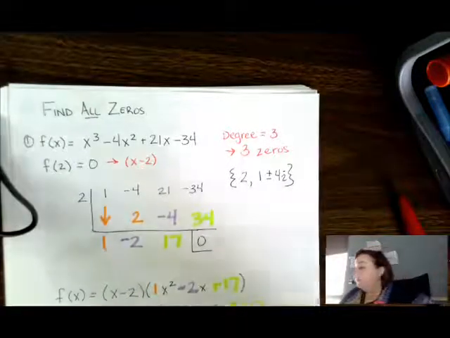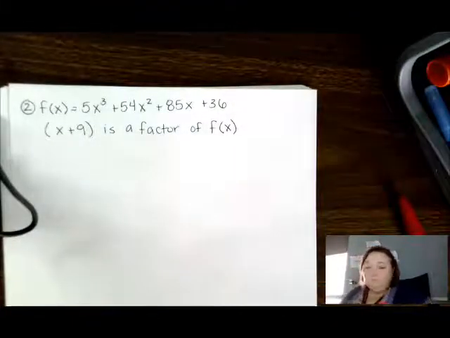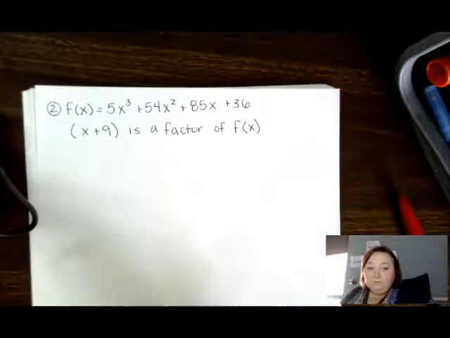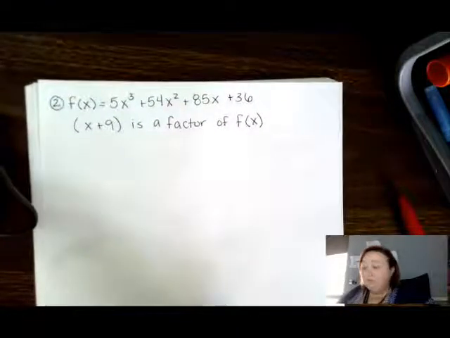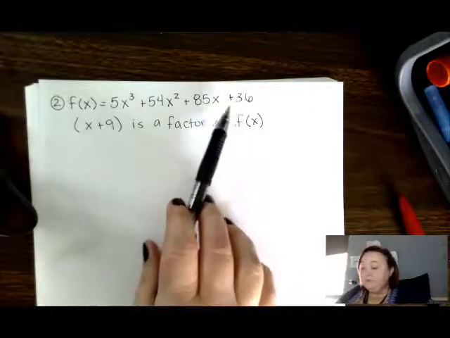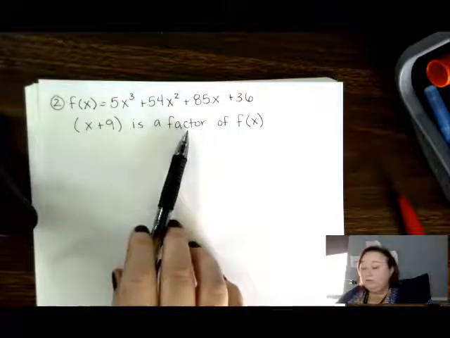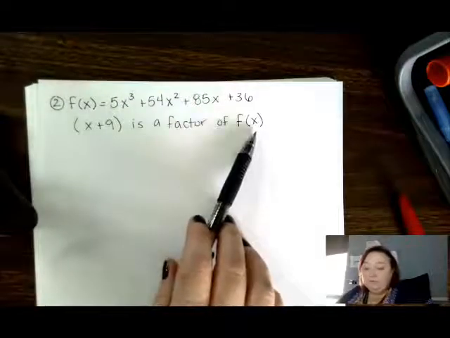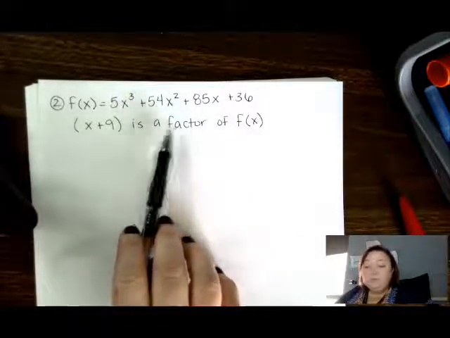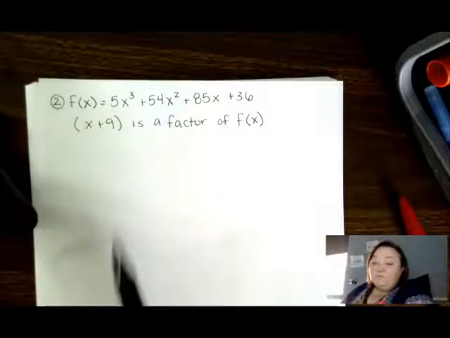So let's look at another example. In this one, we got, again, another polynomial, another function. And this time it tells us that x plus 9 is a factor of f of x. So if it's a factor, that means it goes into it evenly. That means the remainder is 0. So let's factor it out.